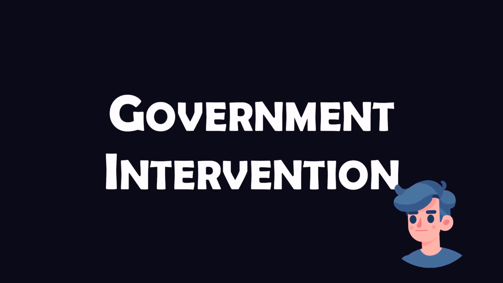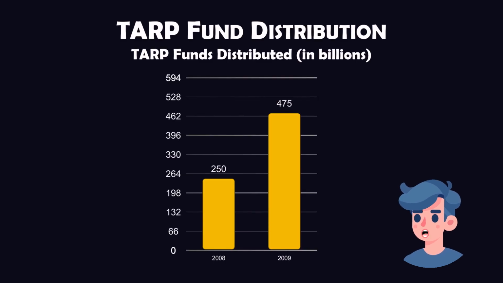The Federal Reserve and U.S. government intervened with bailout packages to stabilize the financial system. Federal programs like TARP, the Troubled Asset Relief Program, were introduced to purchase toxic assets from banks.